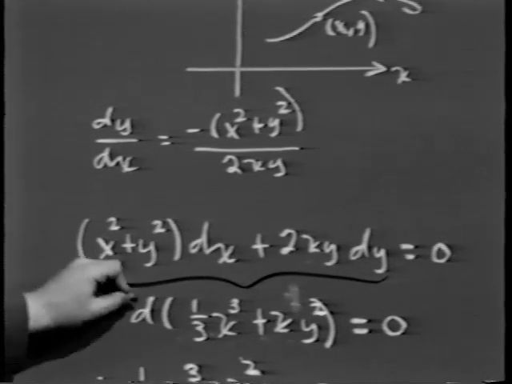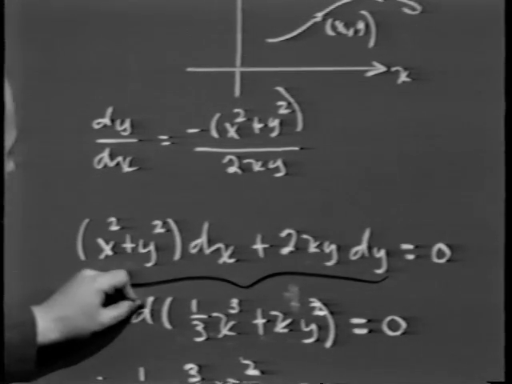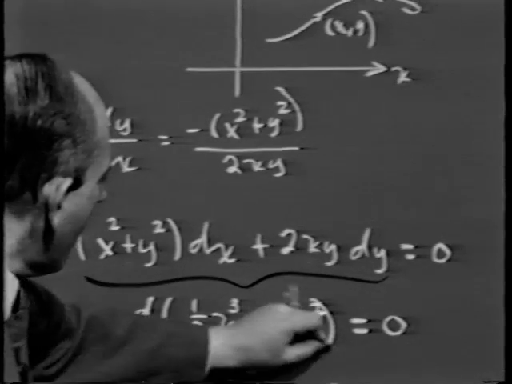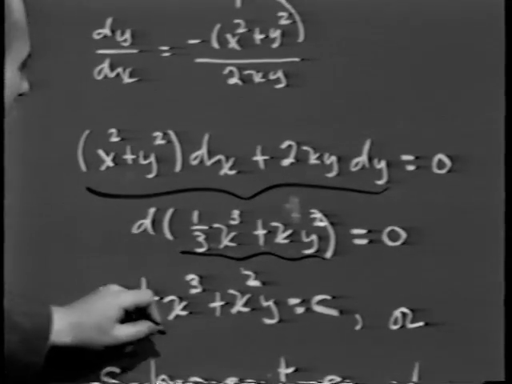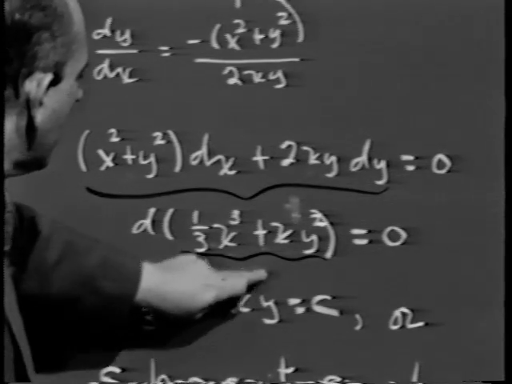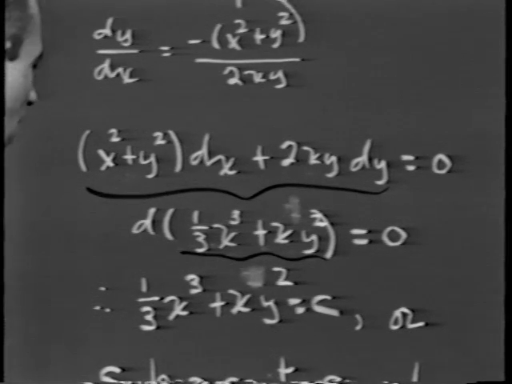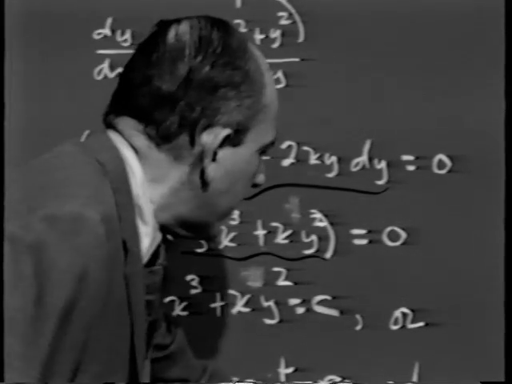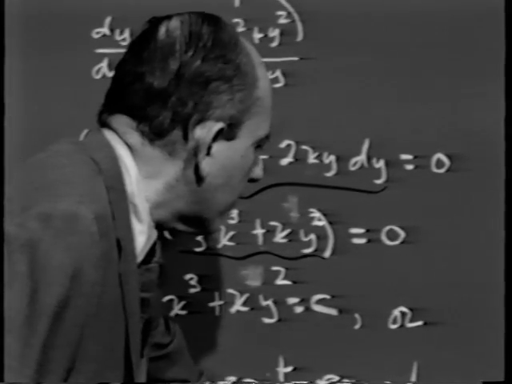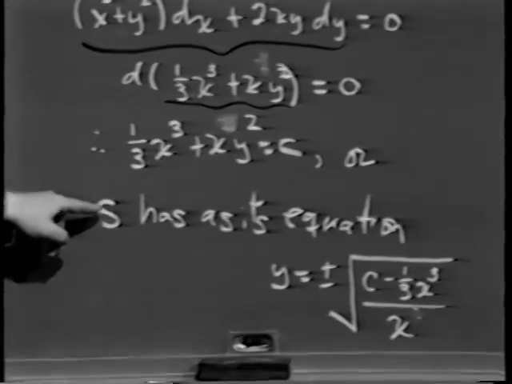The point is that if we knew a function whose differential was this, then the fact that this differential is 0 means the expression itself must be a constant. In other words, 1/3 x cubed plus x y squared must be a constant. And therefore, what we're saying is, if we now solve the equation, I really am sorry to have botched this for you, but again, as I say, the idea basically comes through unimpeded.